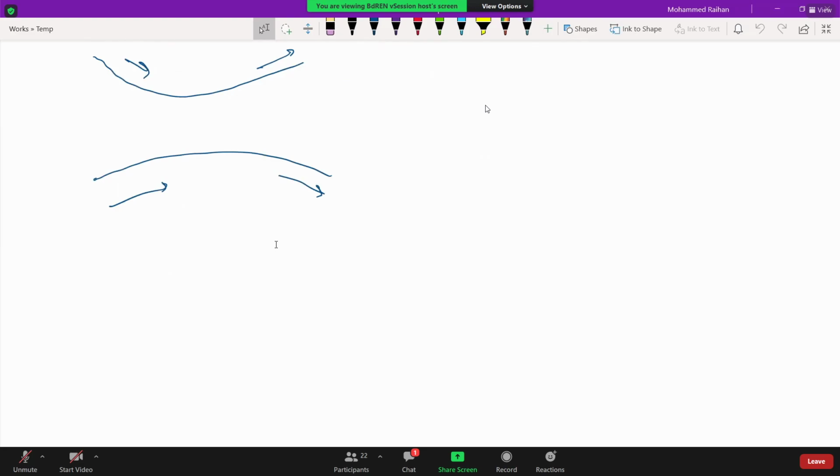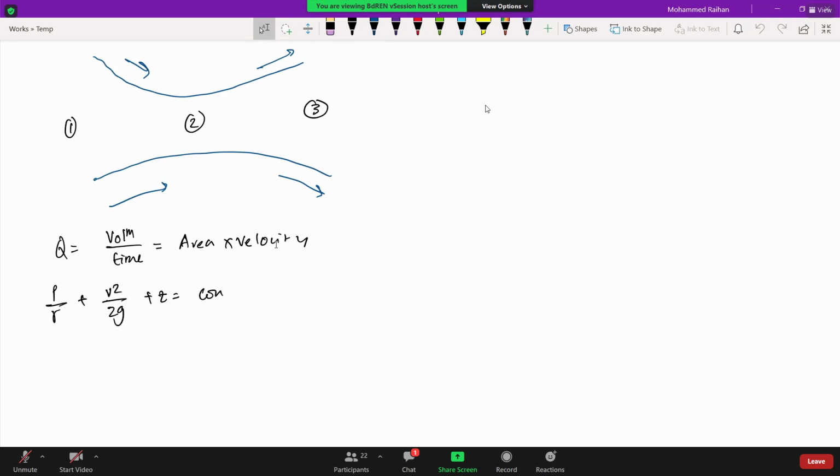So you have these three sections: section 1, section 2, and let's say section 3, right? Let's talk about the two equations that we learned. Q equals flow rate. Flow rate is equal to what? Volume of fluid per unit time, or area times velocity, right? And the other equation that we learned is P divided by gamma plus V squared divided by 2g plus Z equals constant. This is the summary of today's class. So we'll be applying it in this converging diverging nozzle.